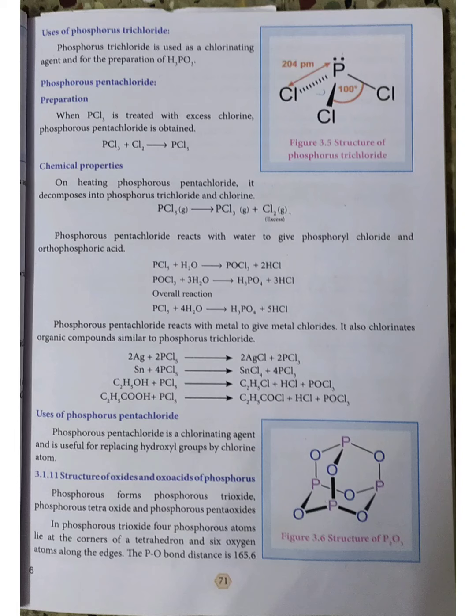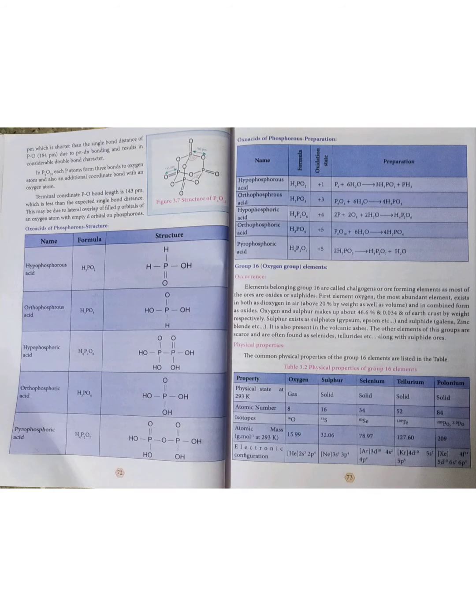In phosphorus pentoxide also, each phosphorus atom forms 3 bonds to oxygen atoms and also an additional coordinate bond with an oxygen atom. The structures of the oxyacids of phosphorus are given in the book. At the same time, oxyacids like hypophosphorus acid, orthophosphorus acid, hypophosphoric acid, orthophosphoric acid and pyrophosphoric acid, with their formula, oxidation state and method of preparation, are also given in the book.